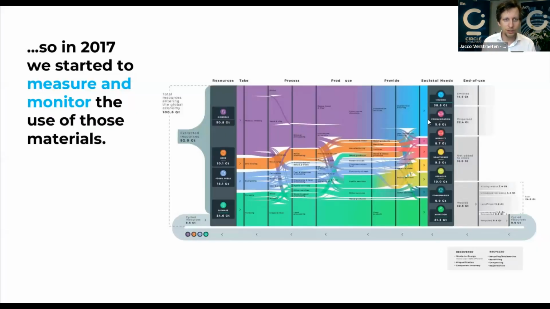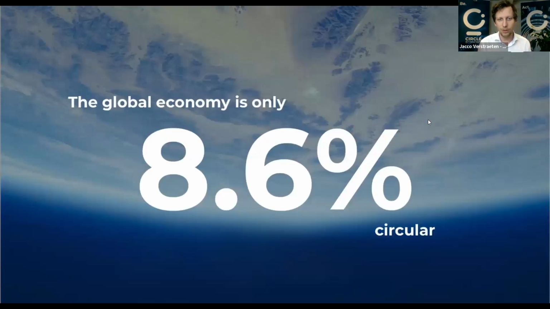Circular economy back in 2017 started really to try and measure the problem. We existed for a few years back then, but we figured that if we could really put a number to it, then it would really get people's attention that this is an issue. So we started monitoring the global economy, and you can see some of the infographics here that we produced out of that. And what we learned is, well, the number you just heard, the global economy is only 8.6% circular. So we're really wasting a lot of our resources.